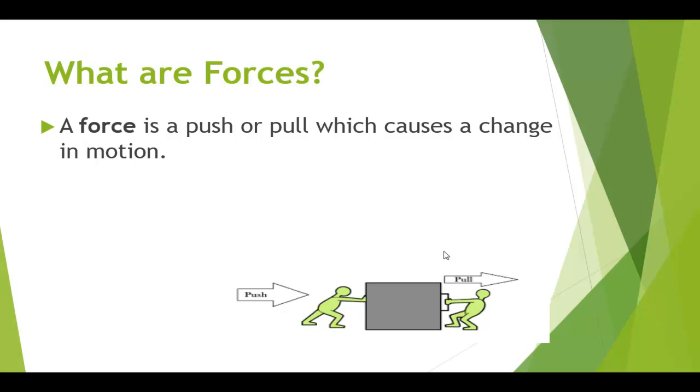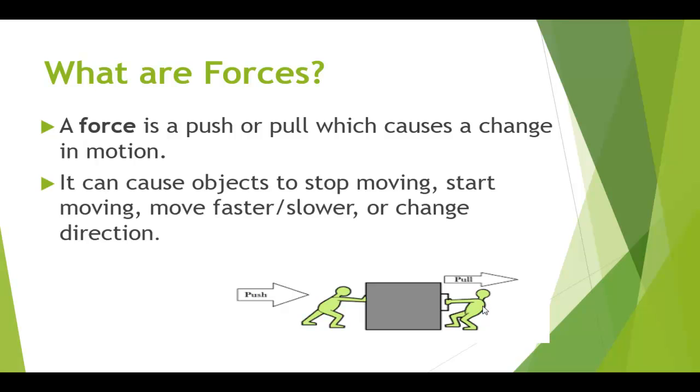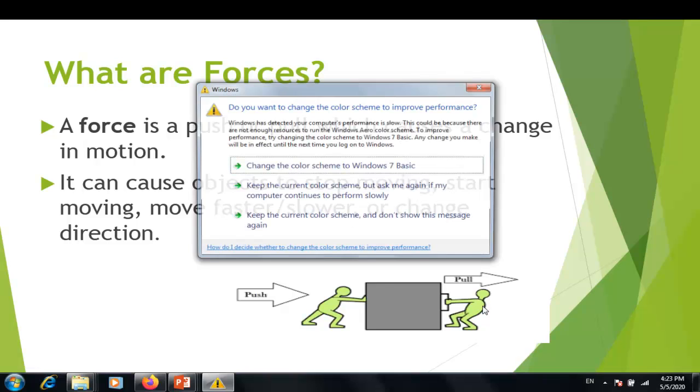Okay, did you see this picture? Someone makes a push, so he uses his force, and the other one makes a pull, so he uses his force. So force can cause an object to stop moving, start moving, move faster or slower, or change direction. So what does the force cause? It makes the body move faster or slower or change its direction.